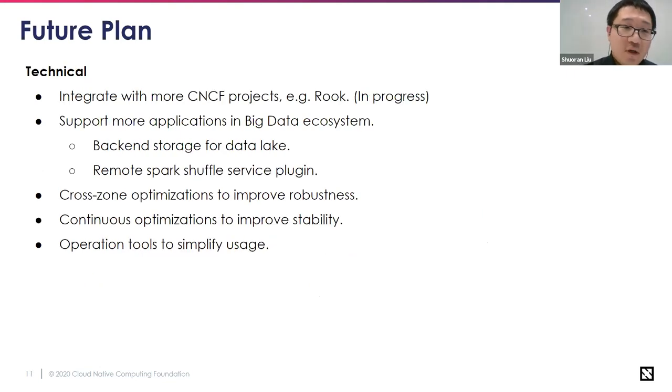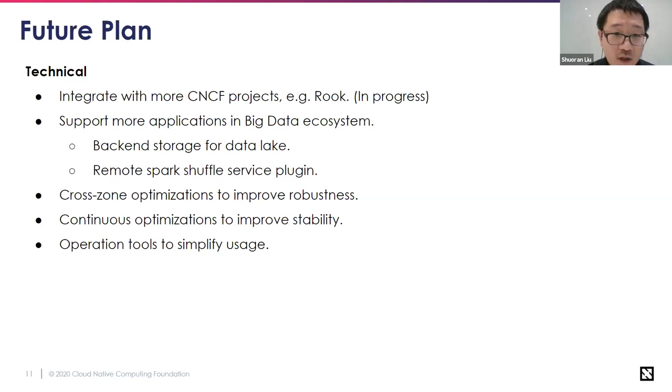And for the technical plan, we are planning to integrate with the CNCF ecosystem, since we already have DrupalFS CSI and DrupalFS Helm, and the monitor subsystem is highly reliant on Prometheus. And we are going to integrate with Rook, and this is in progress. Actually, we have proposed a pull request to the Rook community, and we are waiting for the feedback.